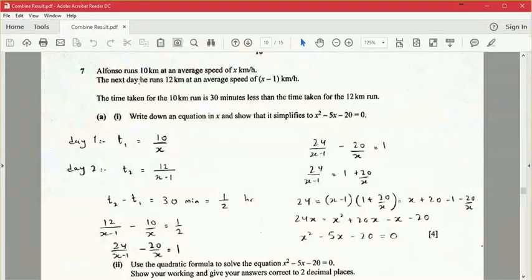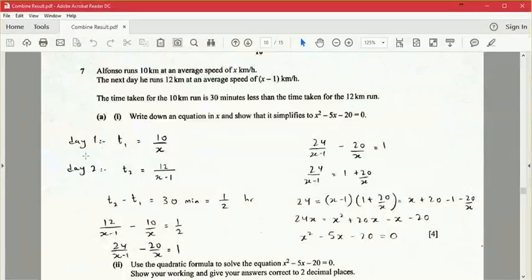For question 7, Alfonso runs 10 km at an average speed of x kilometers per hour. The next day he runs 12 kilometers at an average speed of x minus 1 km per hour. The time taken for the first run, 10 km, is 30 minutes less than the time taken for the other run, the 12 km run. Write down an equation in x and show that it simplifies to x squared minus 5x minus 20 equals 0.